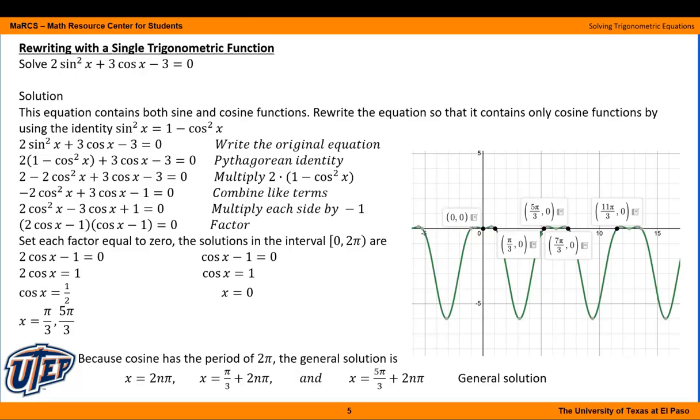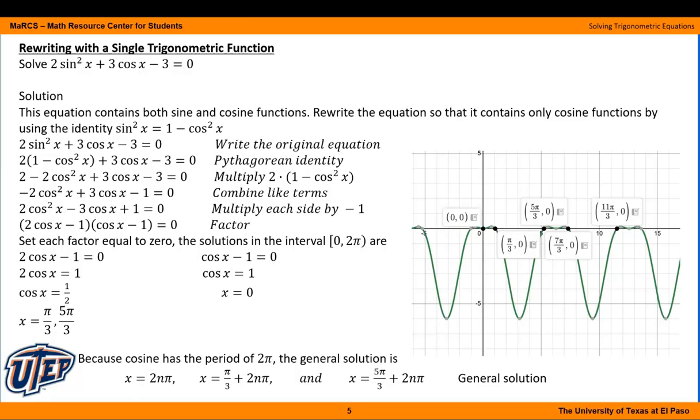This example contains both sine and cosine. Whenever possible, it is often helpful to rewrite the equation so that it contains only one trigonometric function. Here we use a Pythagorean identity to replace sine squared with an equivalent expression involving cosine. Once the substitution is made, the equation becomes quadratic in cosine and can be factored.